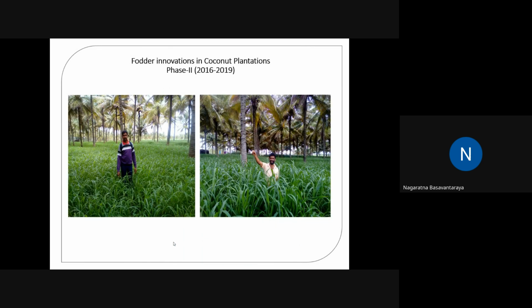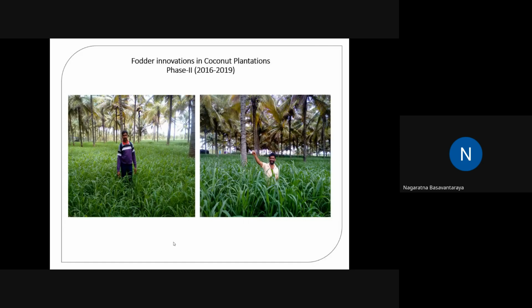This is in the coconut plantations. The second phase of our project mainly focused on coconut plantations, and in Karnataka, a lot of area is under coconut in Tumkuru district. So we worked with the farmers of Tumkuru district. But one of the problems they were facing is water shortage. The groundwater table is very low there.